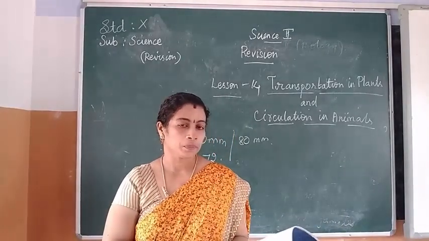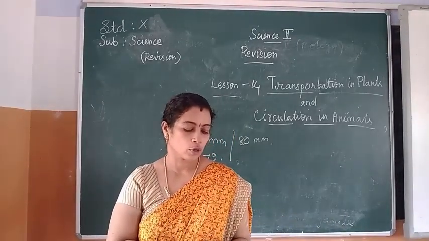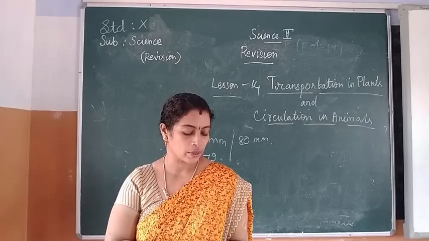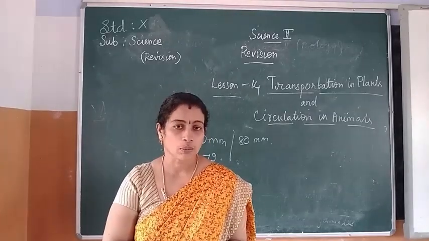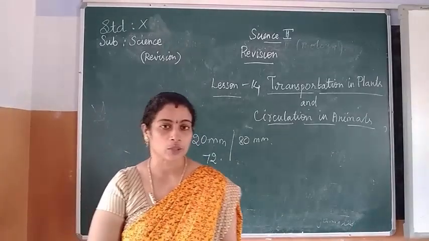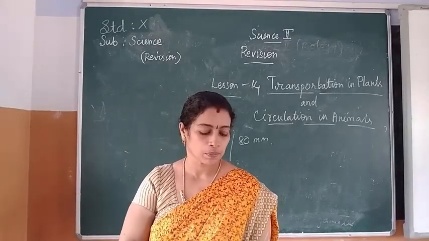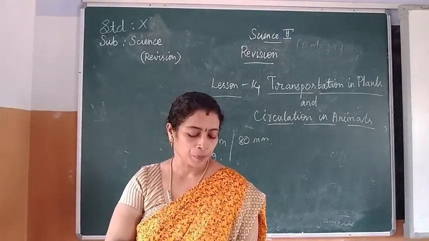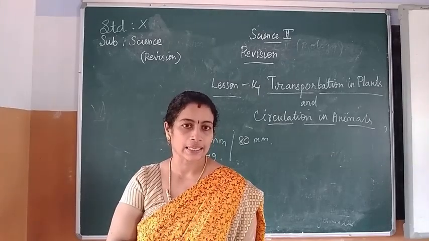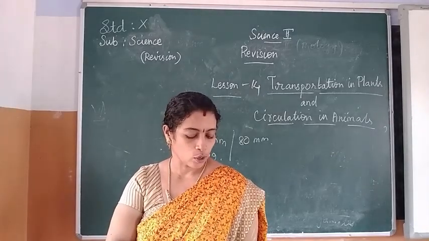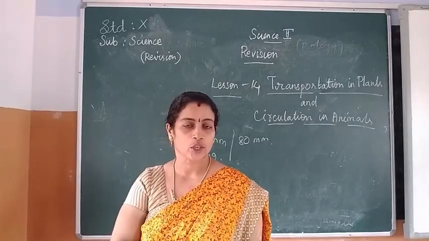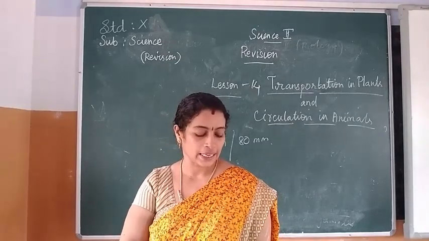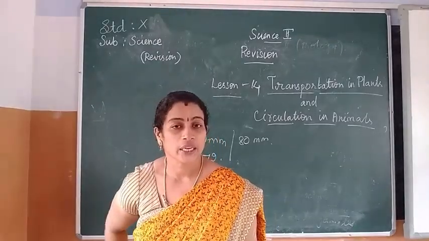Then next one, match the following. Two sections are given. First one, symplastic pathway. What is the answer? Plasmodesmata. Transpiration, leak. Answer is leak. Third one, osmosis, pressure gradient. Osmosis pressure gradient is the answer. Root pressure, pressure in xylem.